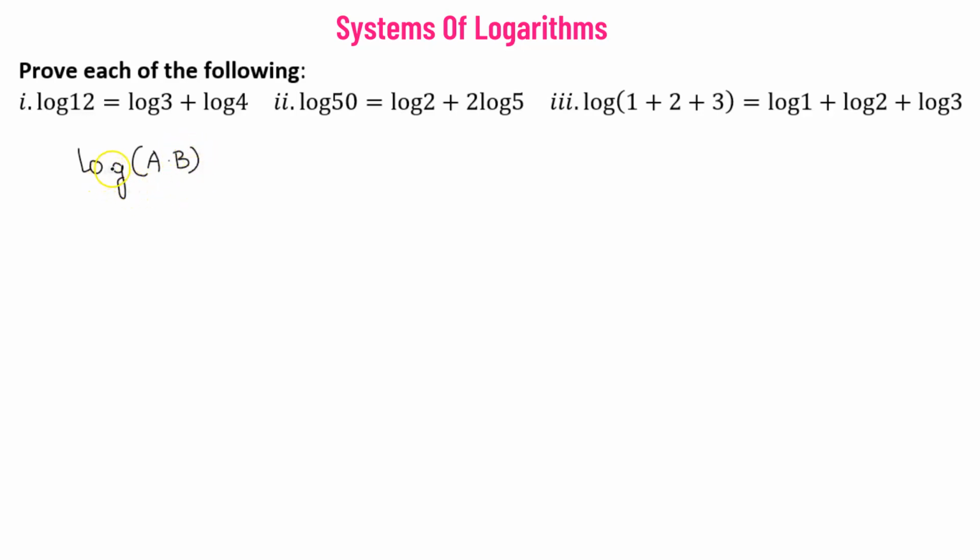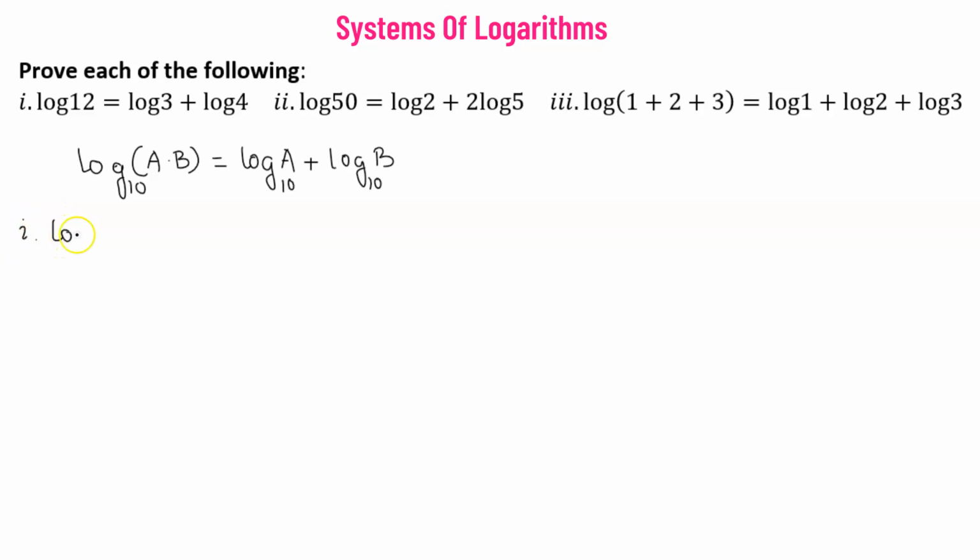And generally, when the base is not mentioned, it's going to be 10. Then log of a times b is equivalent to log of a plus log of b, each of them having a base of 10. Now this is the property that we will use to prove each of the 3 problems. So let's begin with problem number 1.